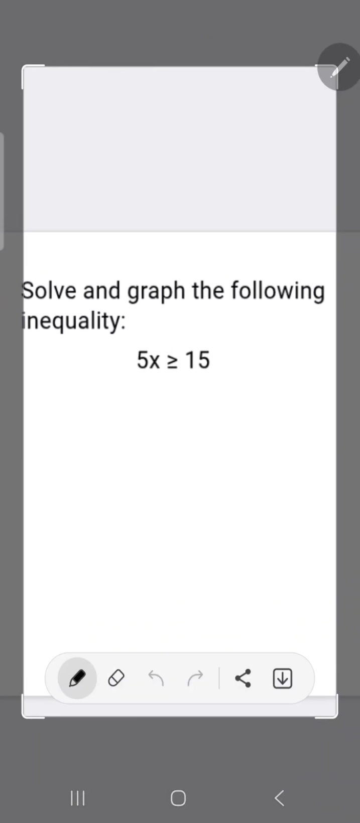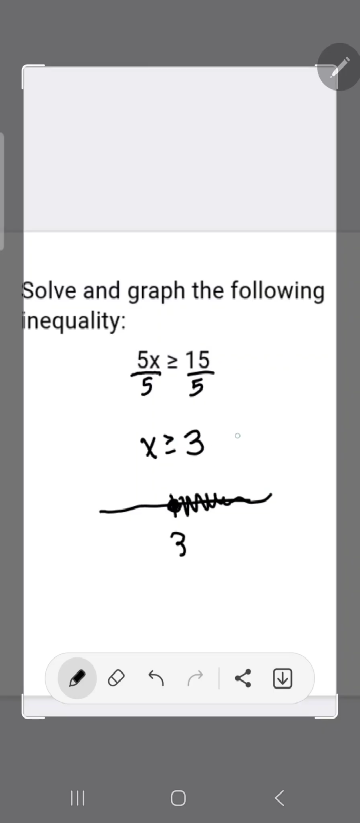Now we move into problems where we have the number attached to x, which is 5 times x. In order to get rid of that 5, to get x by itself, we do the opposite of multiplication, which is to divide by 5. So x, bring down the symbol. 15 divided by 5 is 3. My variable's on the left, so that's good. I'm going to put a closed circle on the 3 because we have an equal sign. And then we're going to shade to the right because the arrow is pointing right, and you read this as x is greater than or equal to 3.